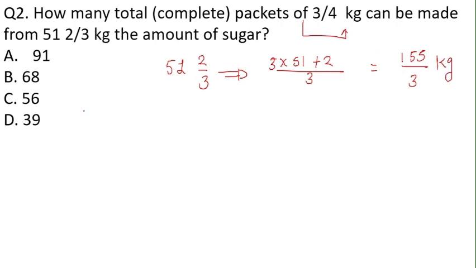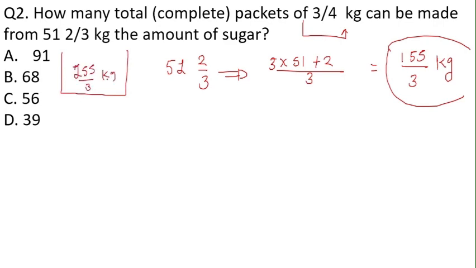Okay, proper fraction. So here 51 2 by 3 is equal to 3 into 51 plus 2, upon 3. Here I'll get the whole packet as 155 by 3 kg. Now what we are doing is, basically we have a large packet which is of 155 upon 3 kg. Now we are going to make small packets by inserting this material in them, and each small packet is of 3 by 4 kg limit.